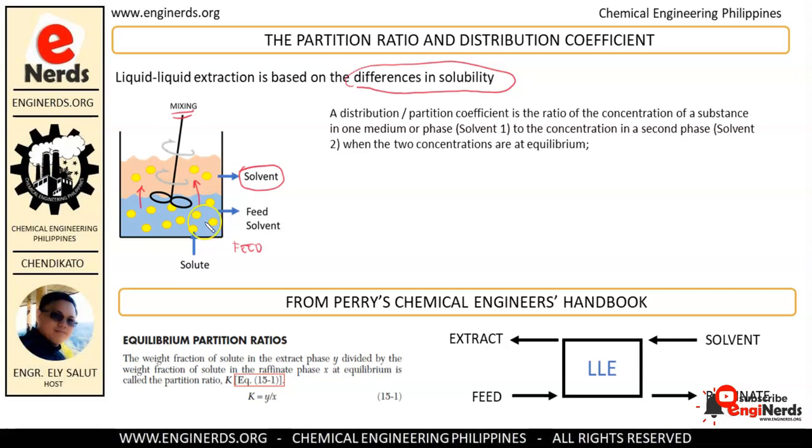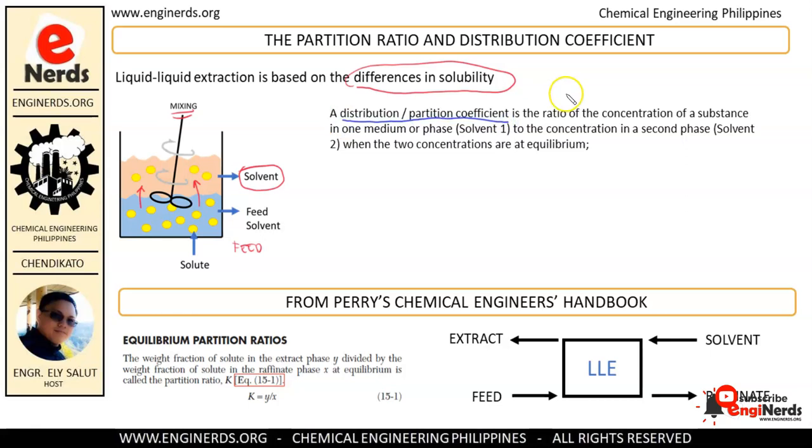Well, natutunan natin na mahalaga yung pagkuha ng tamang solvent in order for the liquid-liquid extraction to proceed. So, ipinakita natin sa previous lecture natin kung ano-ano yung mga factors na kino-consider in choosing the right extract solvent para sa ating process. And one of the important factors itong tinatawag nating distribution or partition coefficient.